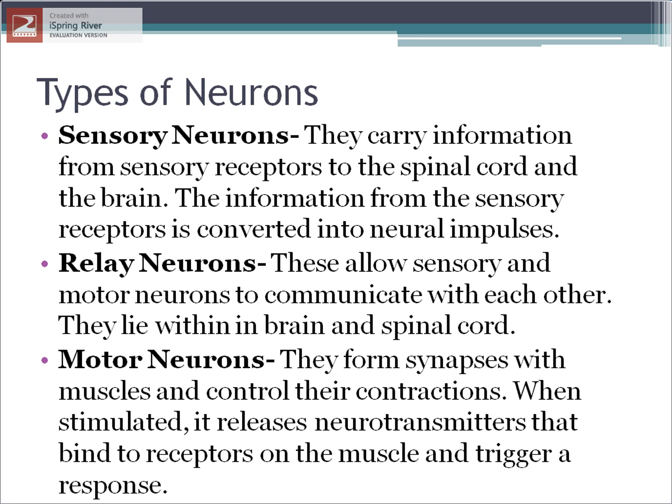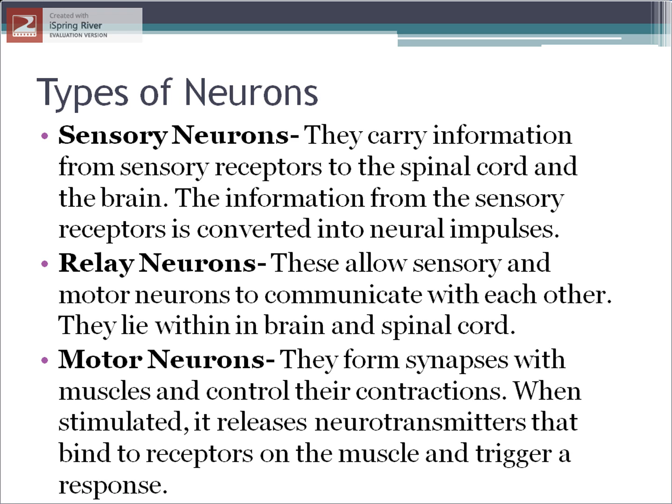So, as I said before, there's 3 different types of neurons. The sensory neurons carry nerve impulses from sensory receptors, so vision, taste, touch, etc., to the spinal cord and the brain. Sensory receptors are found in various locations in the body, for example, in the eyes for vision, the tongue for taste, and the skin for touch.